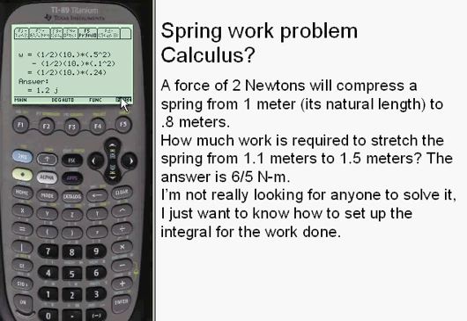Now we do the upper limit minus the lower limit here. 0.5 squared minus 0.1 squared is 0.24. When you multiply 1/2 times 10 times 0.24, you get 1.2 joules, which is the answer. That's what the work equals.